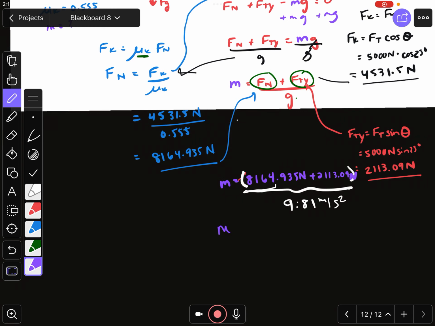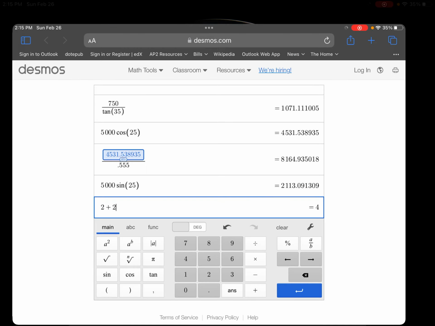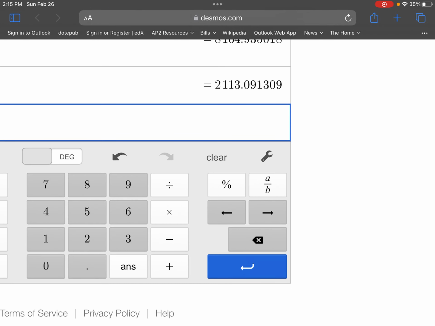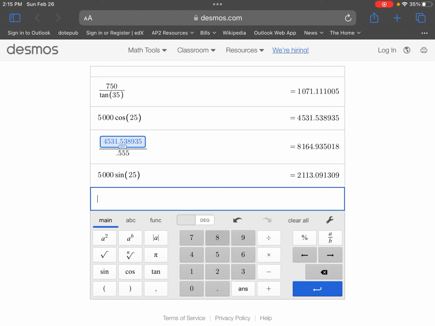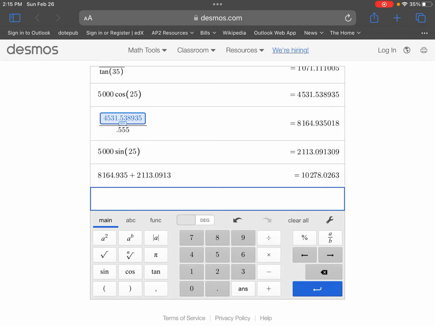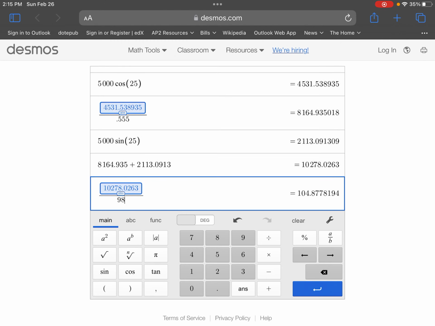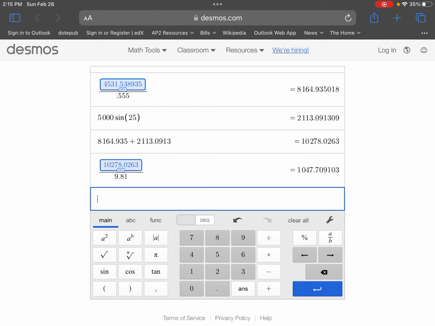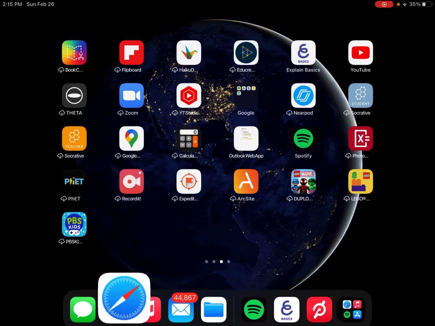So now that I have this, plug in my calculator. I'm going to kind of cheat using the answer we already have here. So I have 8164.935 plus 2,113.0913. I'm going to hit enter here, and then I'm going to take that answer and divide it by 9.81. And I get 1047.7.